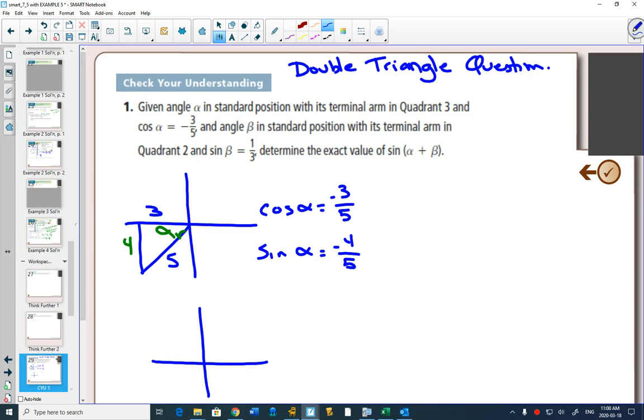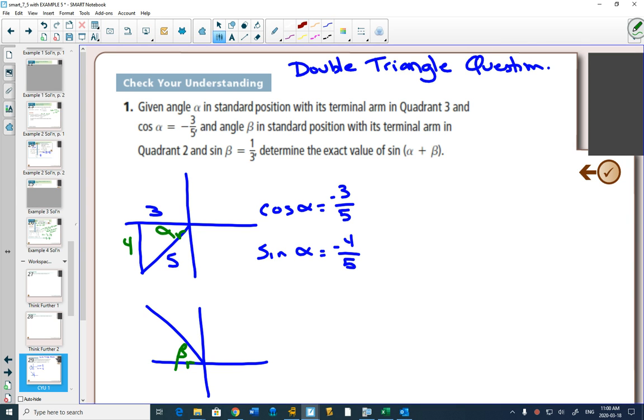Then you would know that it's in quadrant 2. Because you'd have to go to your CAST rule and say tan is negative, sine is positive, that's in quadrant 2. So sometimes these questions, you have to do a little bit of work to find out which quadrant it's in. But this one's really straightforward. It just told us it's in quadrant 2.